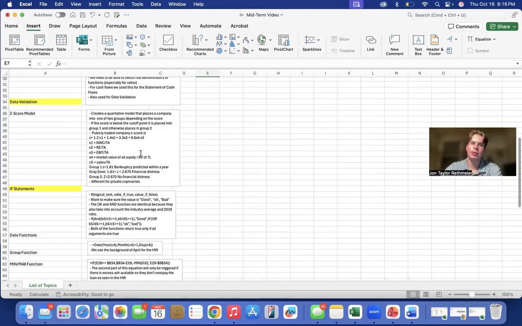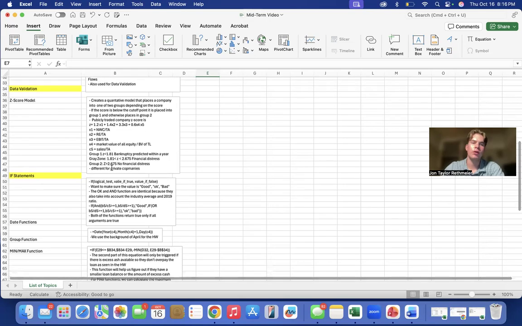Z-scores. So for example, for a publicly traded company, Z equals 1.2 times X1, which is net working capital over total assets, plus 1.4 times retained earnings over total assets, plus 3.3 times EBIT divided by total assets, plus 0.6 times market value of equity divided by book value of total liabilities. And then X5 is sales over total assets.